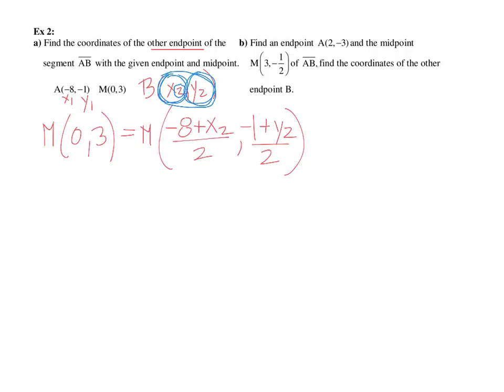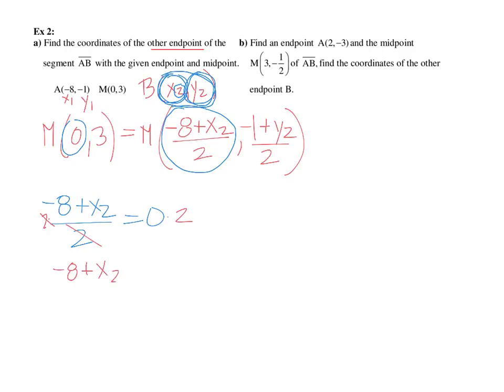All right, so now what do I need to do? I need to figure out x sub 2. Well, I know that this here, 0, is equal to this portion for the midpoint formula that we applied. So I have negative 8 plus x sub 2 over 2 equals 0. All right, now I could solve for x sub 2. So I end up with, multiply by 2 on both sides. I get rid of the fraction. So I get negative 8 plus x sub 2 equals 0. Add 8, and x sub 2 is equal to 8.